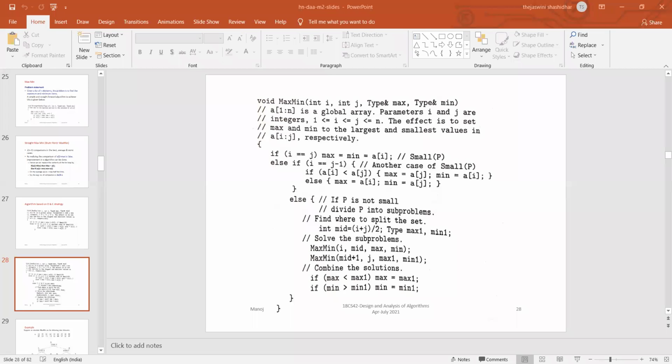So it is similar to binary search only. Binary search has the left part 1 to mid, and the right part mid plus 1 to n. Here, we take it as mid plus 1 to J. Understood?